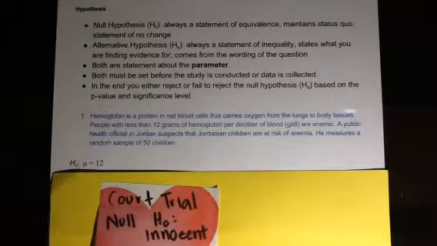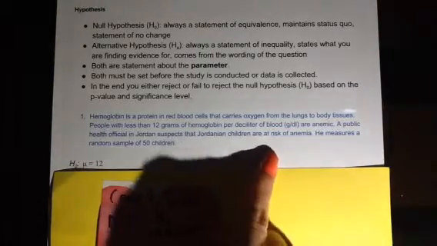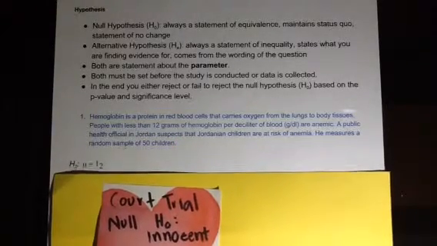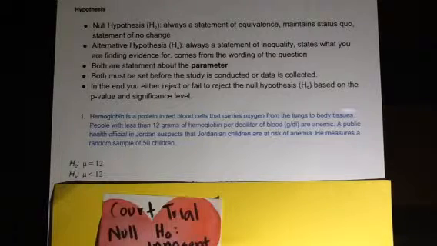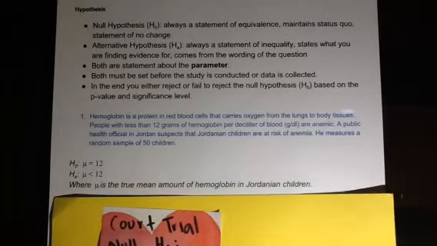Then our Ha goes along with the wording of the question, and in the wording of the question it says that they suspect that the children in Jordan are at risk of being anemic, which means they would have less than 12 grams of hemoglobin per deciliter. So our Ha is that mu is less than 12. Now we just keep saying mu there, but we haven't defined mu. So the next thing you want to do is define your parameter of interest. In this case, mu is the true mean amount of hemoglobin in Jordanian children. So we have our H0 and our Ha, and we want to state our parameter of interest.